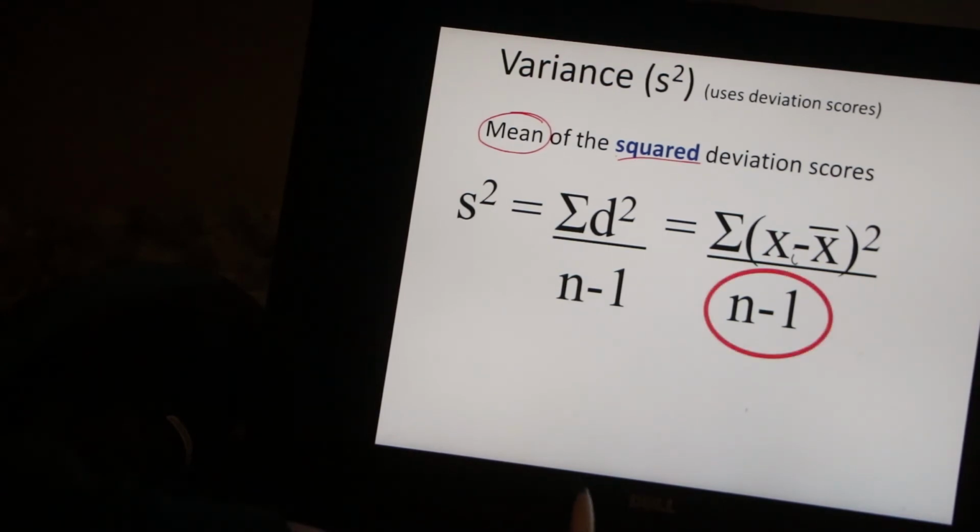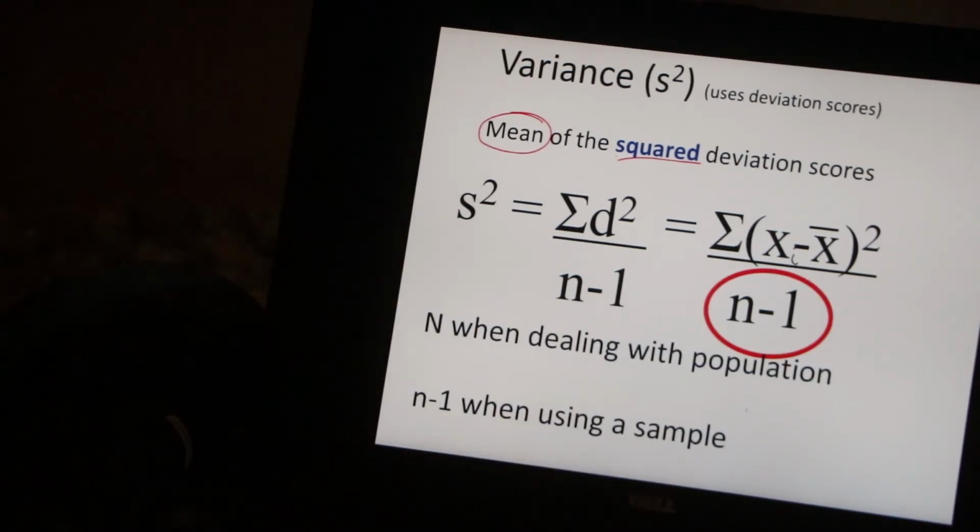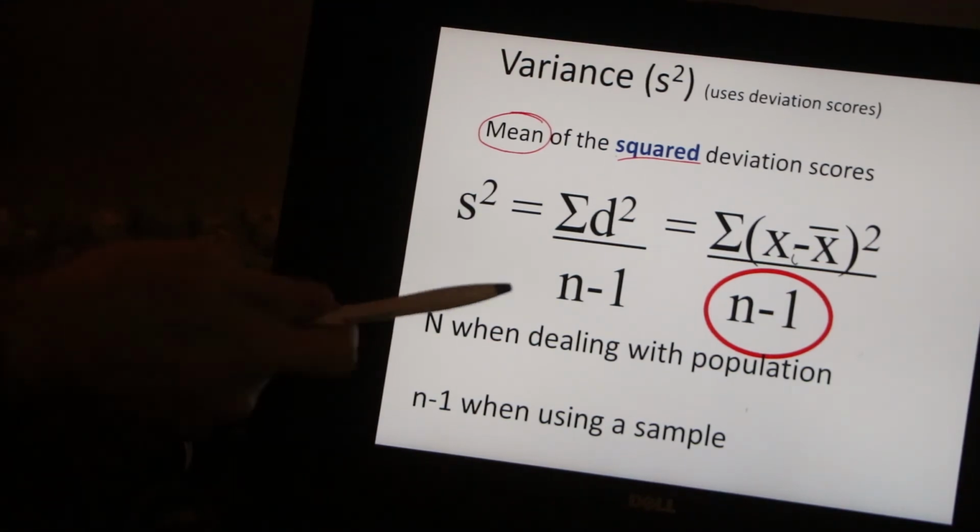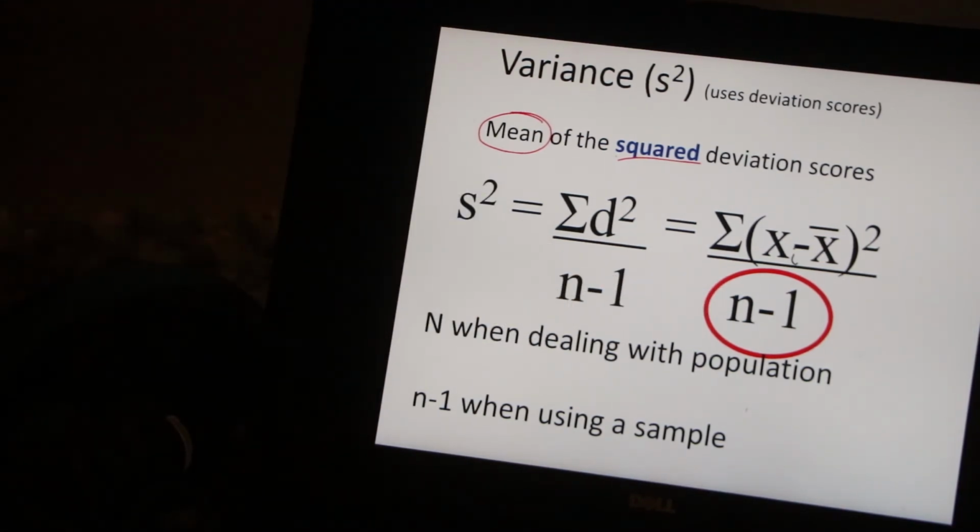So we have a tool called the variance, which basically takes all of those deviations that we just did and squares them and then divides by, well, we could divide by n, but when we're dealing with a sample, we need to divide by n minus 1. We don't need to really get into why we do that, but it's kind of a data correction.